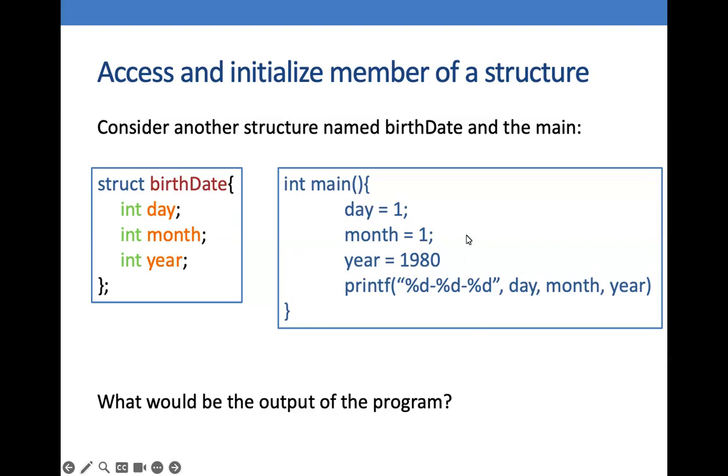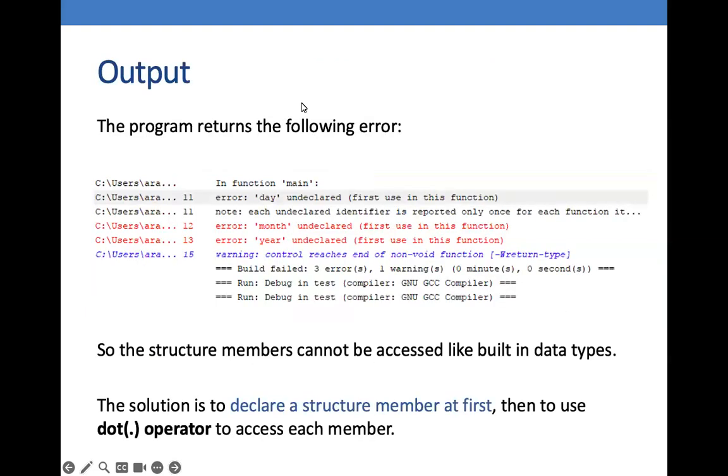So what we did was we initialized day, month, year with 1, 1, and then 1980. And we printed it out like how we normally print a variable in C. So what would be the output of the program? The program actually returns an error. It shows that the day, the month, and the year are all undeclared, and first used in the function.